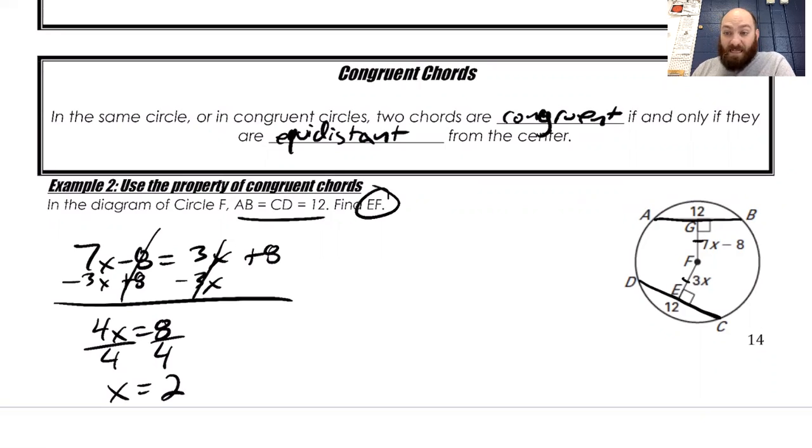Now the problem says to find EF. EF is that piece right there. So that means EF is equal to 3 times 2, so EF is equal to 6.